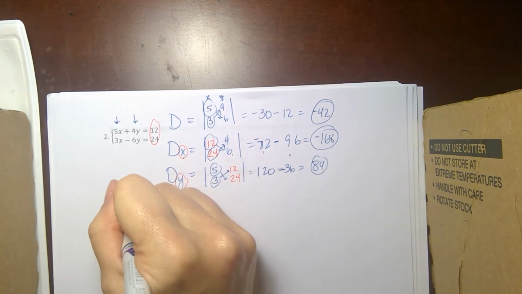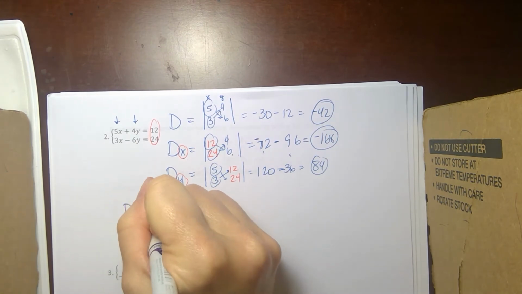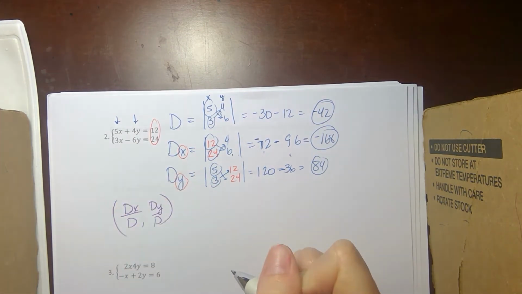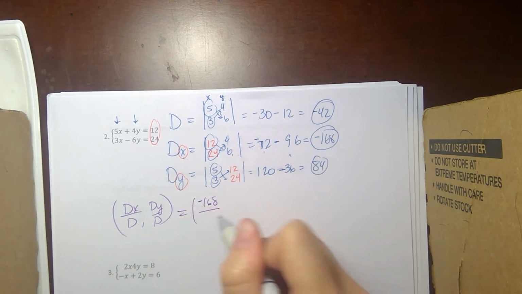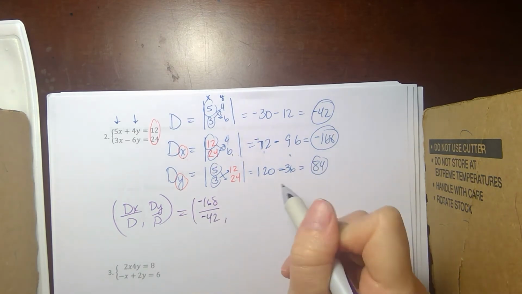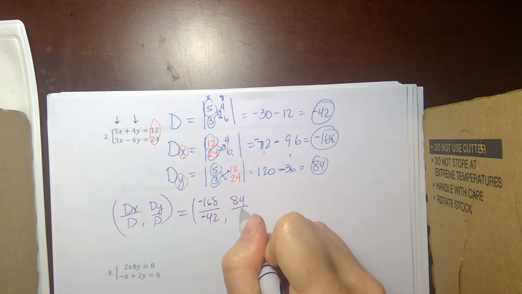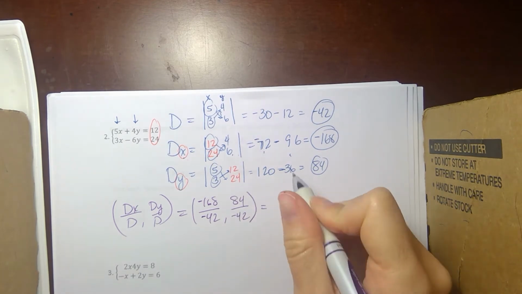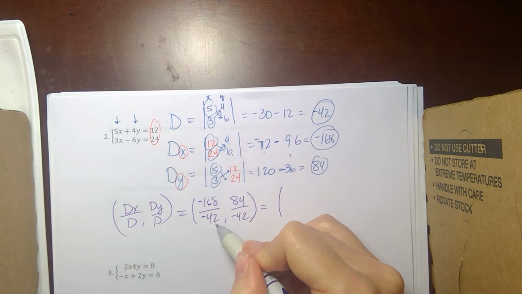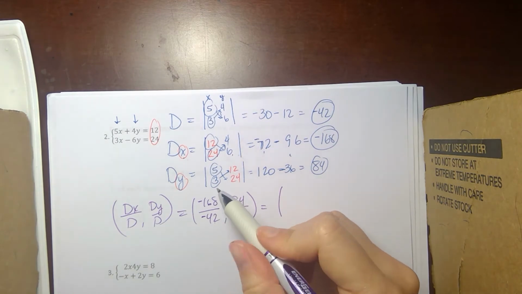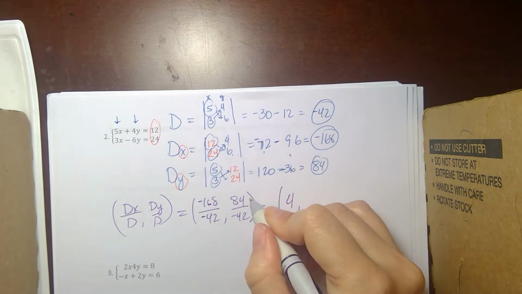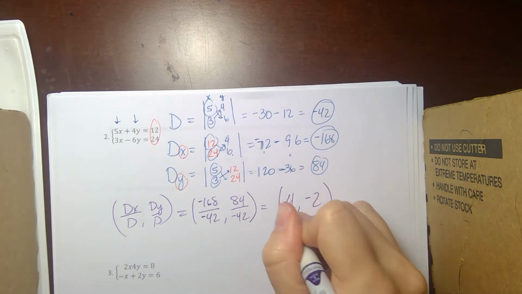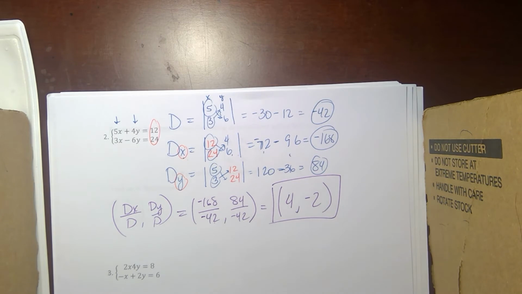I have d sub x over d and d sub y over d. D sub x is negative 168 over negative 42. And then d sub y is 84 over negative 42. Where my signs are the same, I have a positive. Negative 168 divided by negative 42 is positive 4. And this one is going to be a negative 2. And that's the solution to that system.